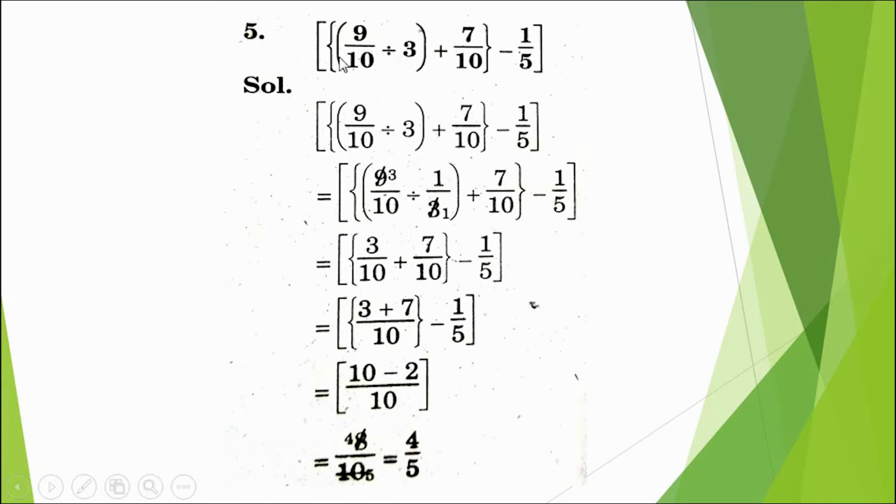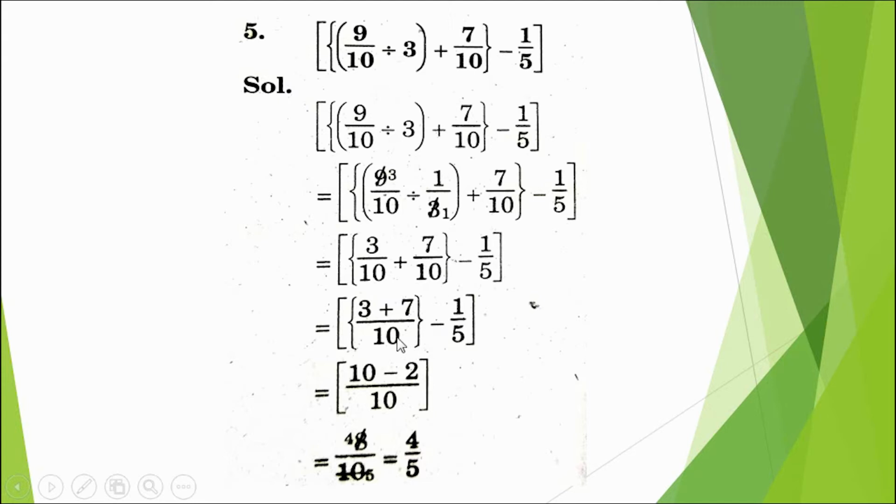Now question number 5: box bracket, curly brackets, round bracket 9 over 10 divided by 3, box bracket plus 7 over 10 minus 1 over 5. 9 over 10 divided by 3. First of all, we solve the round bracket. When we convert this divide into multiply, answer will be 1 by 3. 3 ones are 3, 3 threes are 9. Now 3 ones are 3 and 10 ones are 10. The answer will be 3 over 10. 7 over 10 comes as it is.